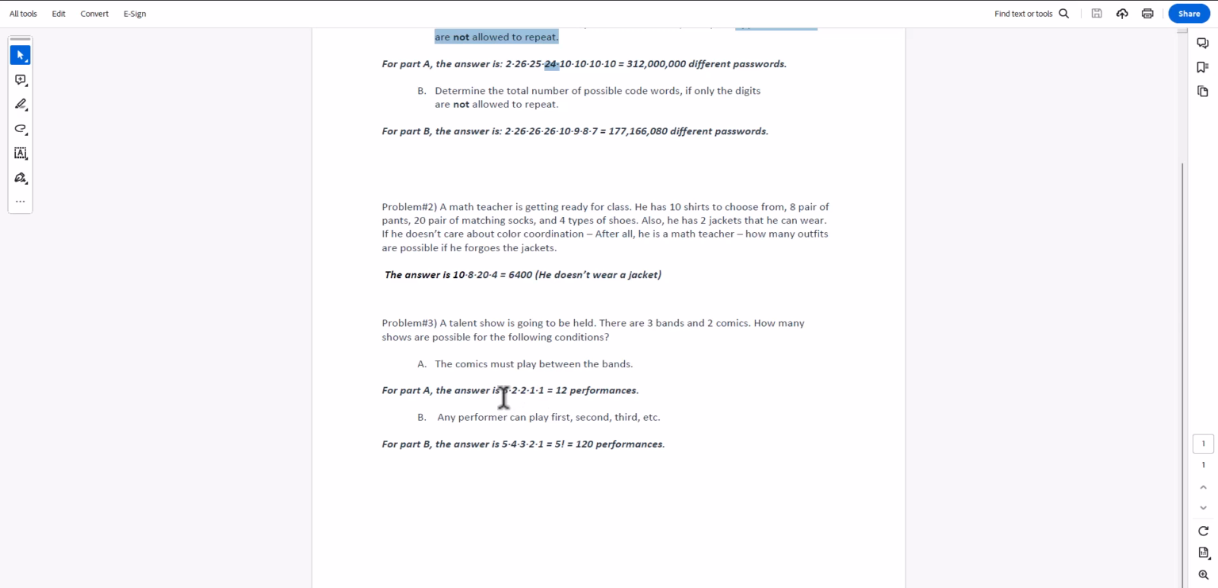The first act will have to be a band. So there's 3 choices for the band. The second act has to be a comic because the comics play between the bands. The third act is a band, so we already chose 1 band. They can't replay again, so there's only 2 options. And since we only have 2 comics, there's only 1 option for the second comic, and finally 1 option for the last band. Multiply that out, there's 12 performances that are possible.